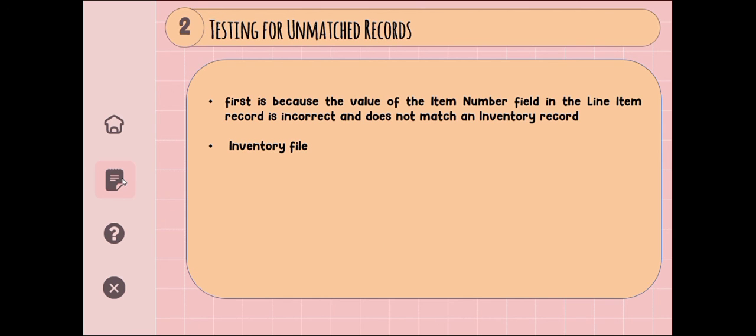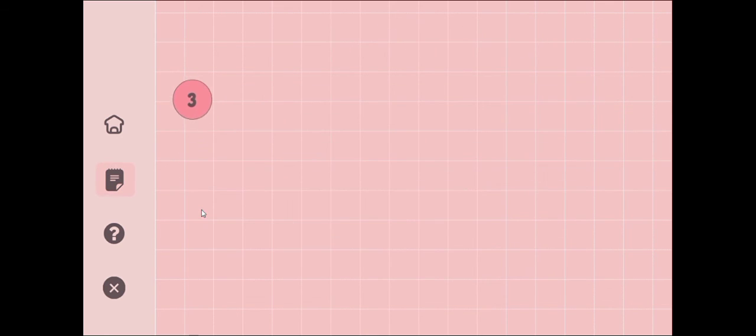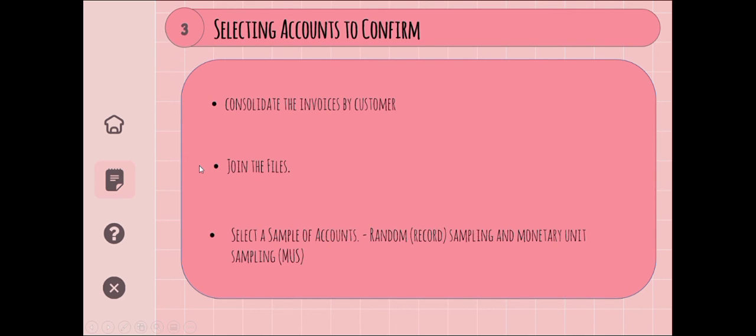The next is testing the existence assertion. It involves three things: selecting accounts to confirm, preparing confirmation requests, and evaluating and controlling responses. Selecting accounts to confirm involves consolidating the invoices by customer, joining the files using ACL's feature, and selecting a sample of accounts, which has two methods, random and monetary unit sampling.